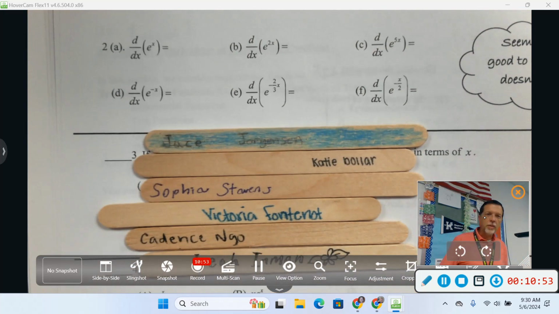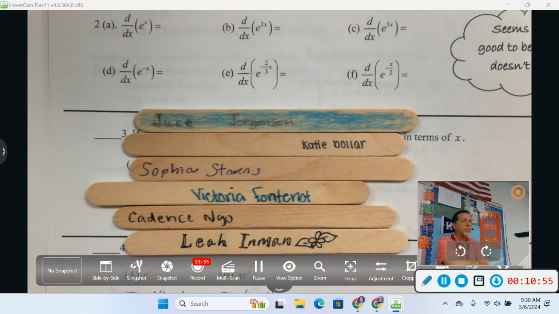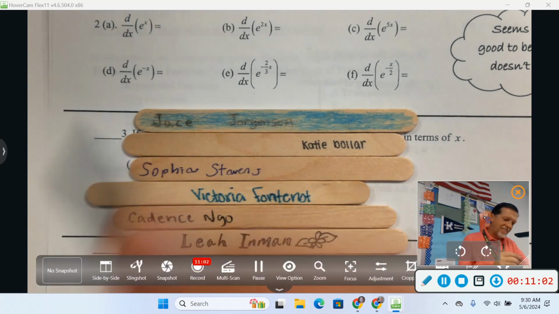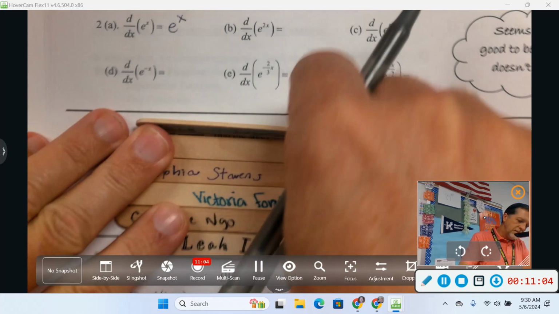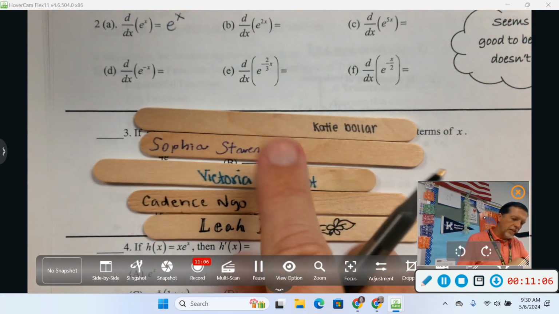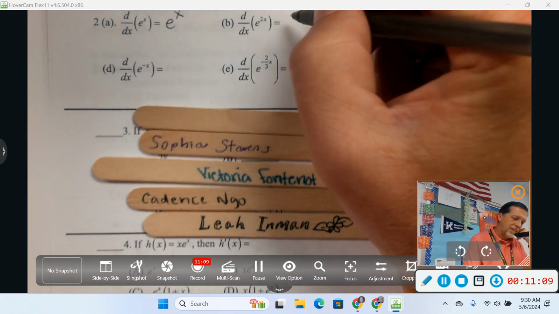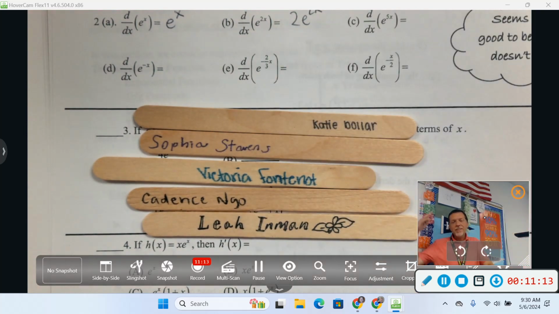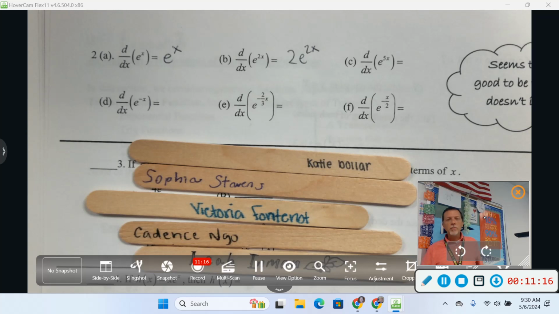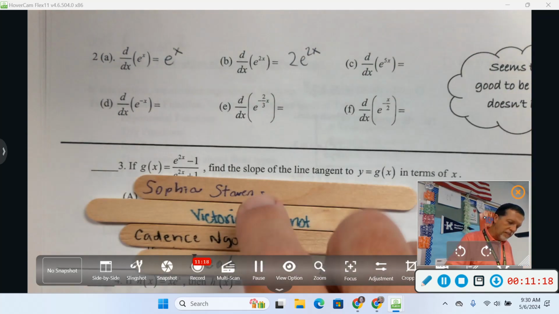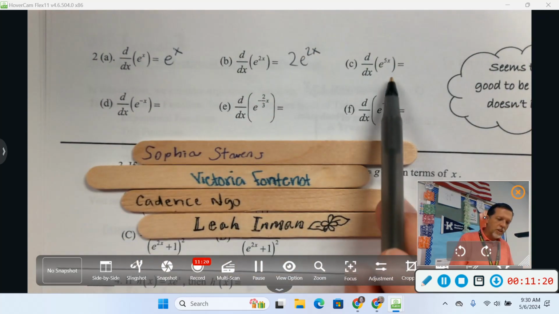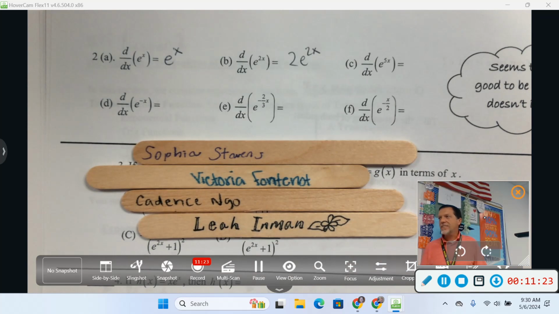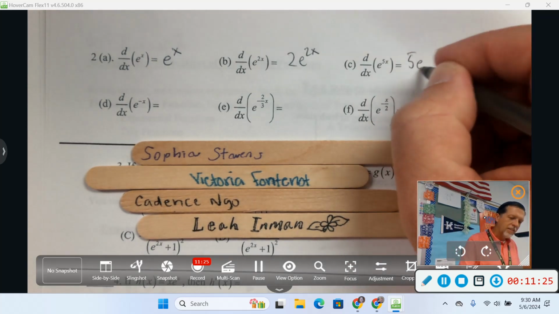hey, you guys that are doing chemistry, time to switch your focus back to pre-cal for a second. Jace, what's the derivative of e to the x? E to the x. Katie, how about the derivative of e to the 2x? 2e to the 2x. So again, the e to the exponent stays the same, but then multiply by the derivative of the exponents. So Sophia, how about the derivative of e to the 5x? 5e to the 5x.